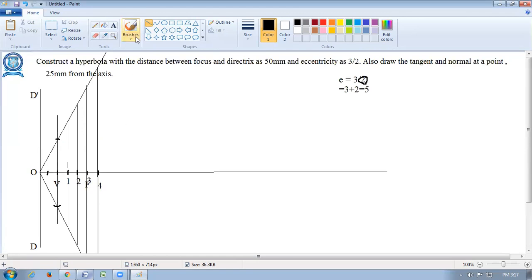So the next step, we have to construct the hyperbola by marking arcs. Place the compass at 1 and measure this distance. Then place the compass at the focus and cut an arc on the line through 1, up and down.